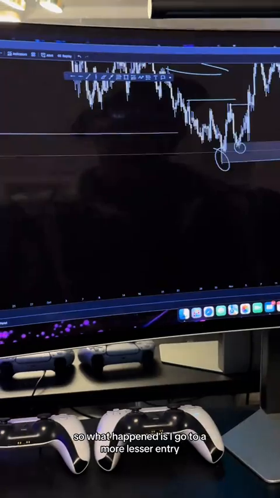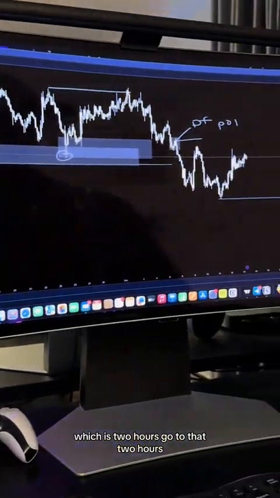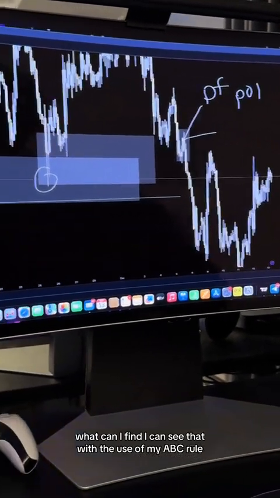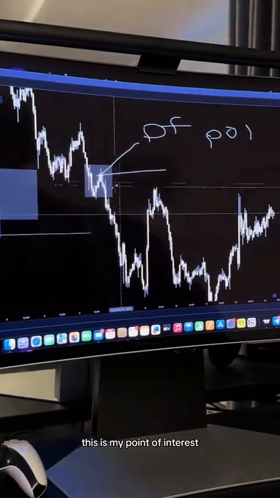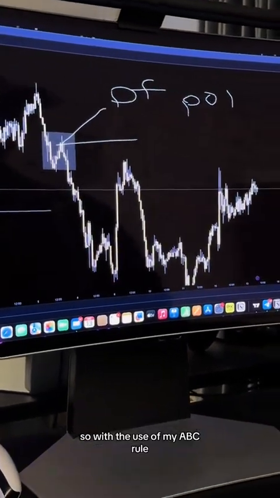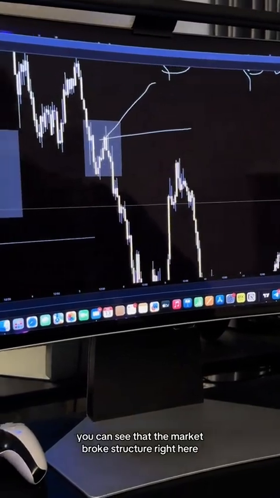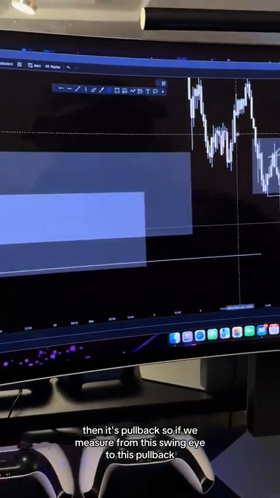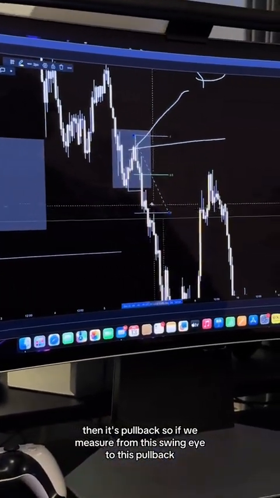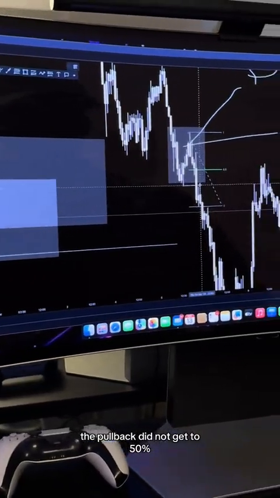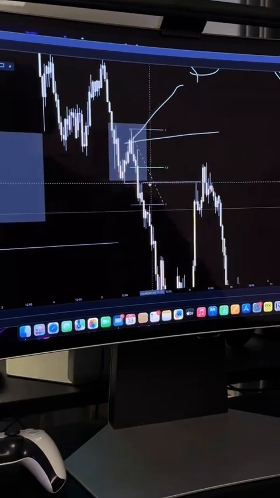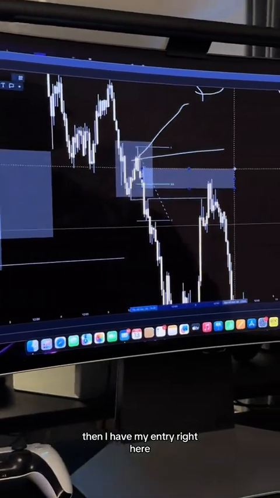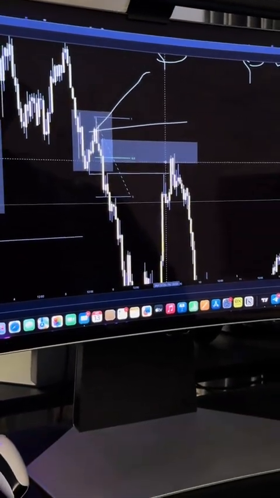So what happens is I go to a lesser time frame, which is 2 hours. Going to that 2 hours, what can I find? I can see that with the use of my ABC rule, this is my point of interest. With the use of my ABC rule, you can see that the market broke structure right here. Then it pulled back. So if we measure from this swing high to this pullback, the pullback did not get to 50%, which makes it an incomplete pullback. Then I have my entry right here.